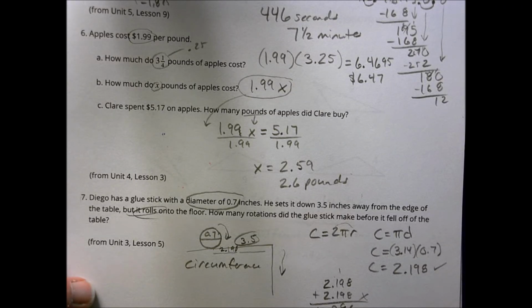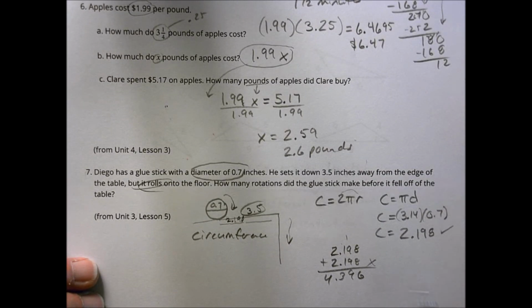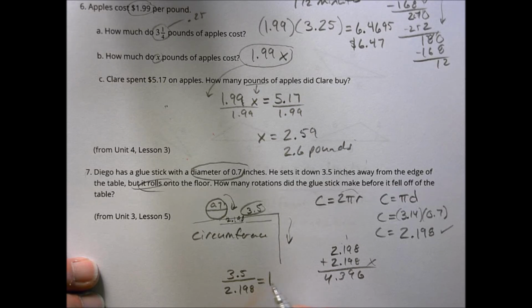If you want to find out exactly how many rotations you can make, you would take your distance, the 3.5, and divide that by the circumference, 2.198. In doing that, I got 1.59, so it tells me I can make about 1.5 rotations, a little more than 1.5 rotations before it falls off the edge.